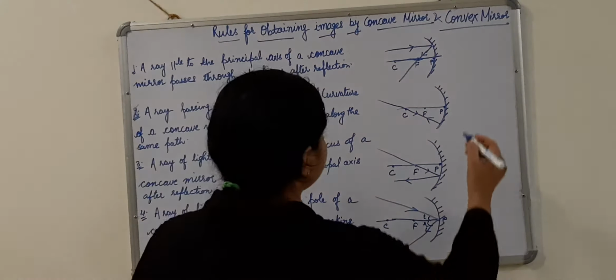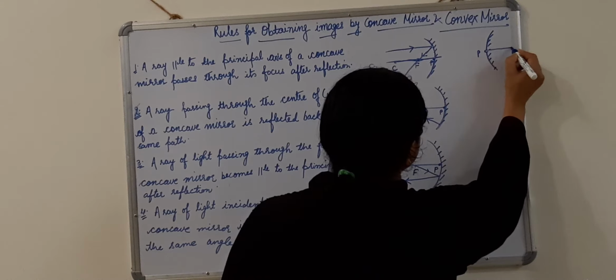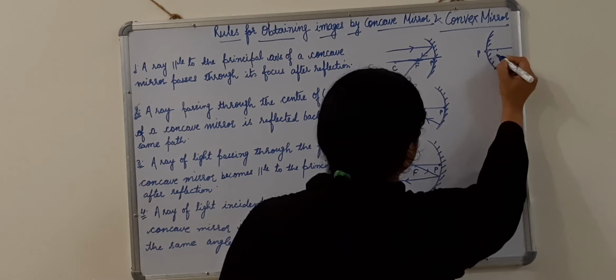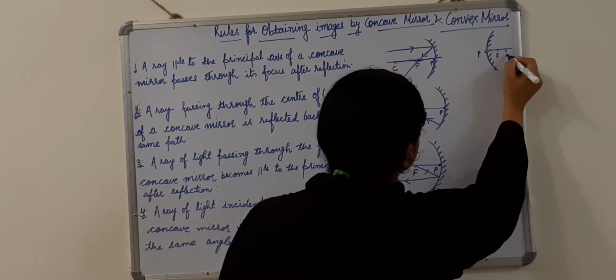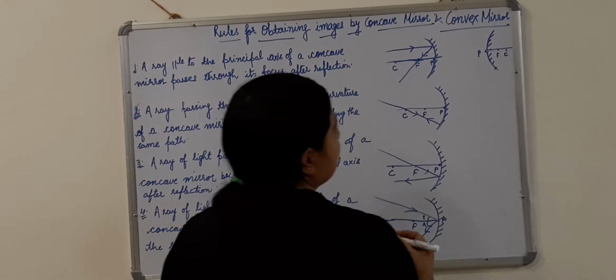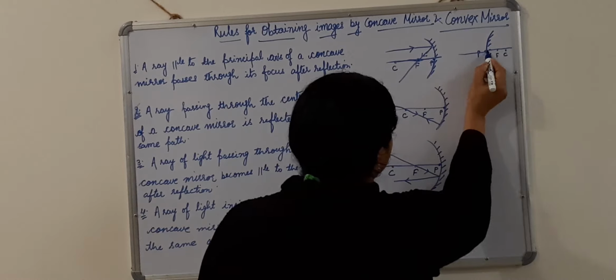This is our convex mirror. Reflecting surface is curved outward. This is our polished surface. This is the pole. You know the center of curvature and focus of a convex mirror is behind the mirror. See, principal axis we have to draw.